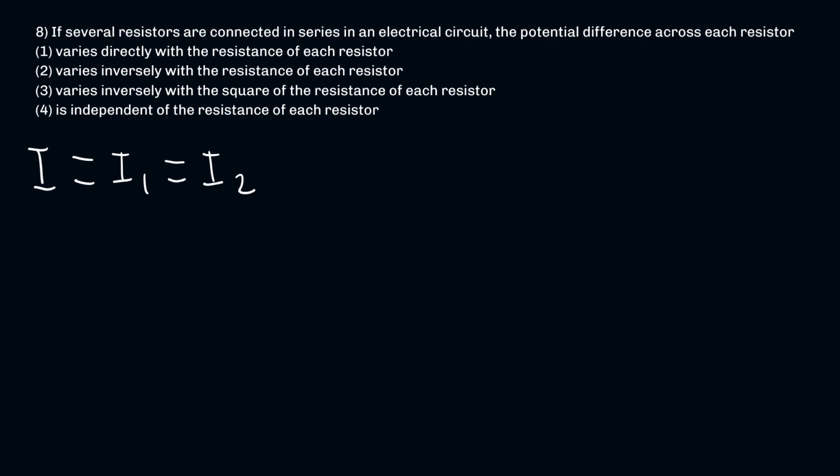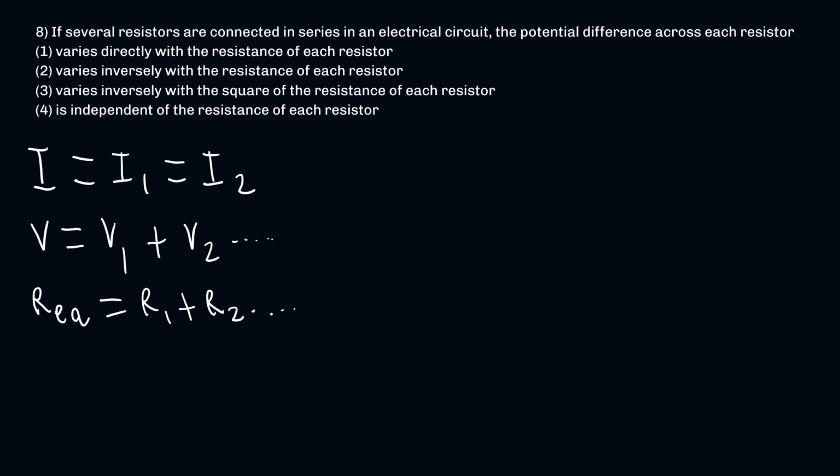This also then leads us to our rule for voltage, and our rule for voltage is going to be that the total voltage is equal to the voltage at resistor 1 plus the voltage at resistor 2, and then etc. And then for my total resistance, or my equivalent resistance, it's just adding up all the resistors together. So let's say my equivalent resistance Req is equal to R1 plus R2, and then etc.